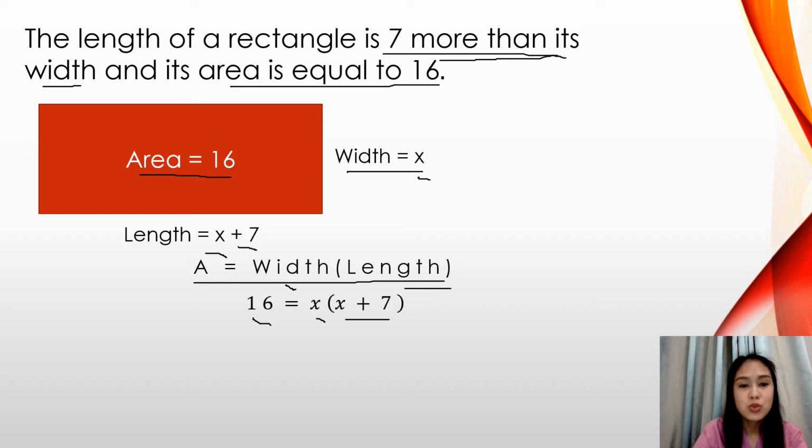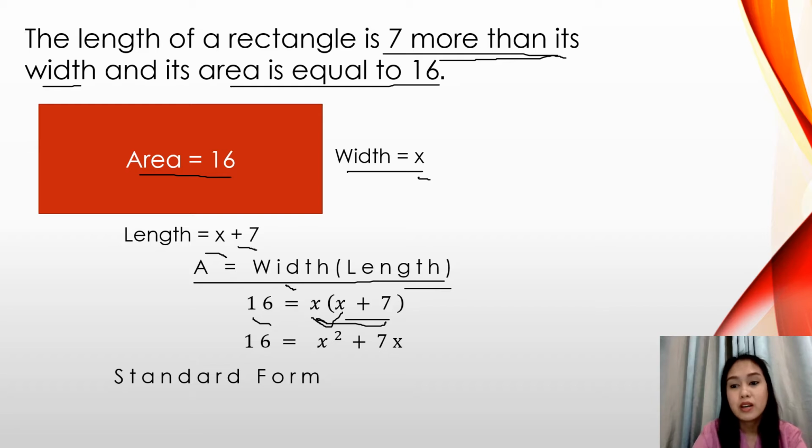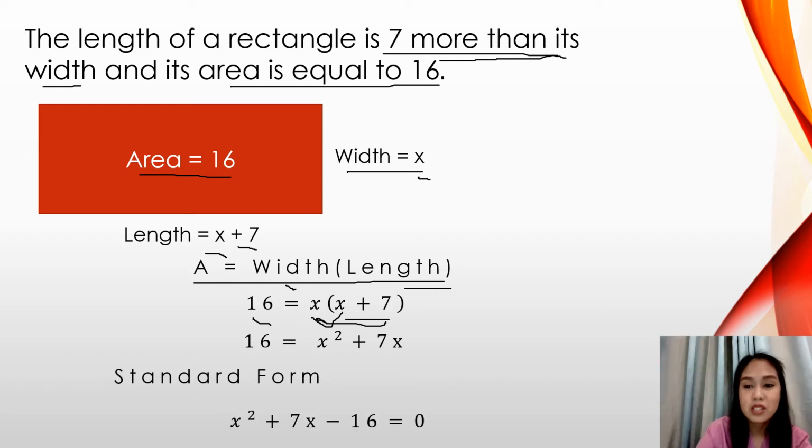Next, we are going to simplify this equation. On the right side of the equation, we are going to multiply x to x plus 7. So we distribute x times x and x times 7. We are going to have x squared plus 7x. So that would be the quadratic equation with its standard form as x squared plus 7x minus 16 is equal to 0.